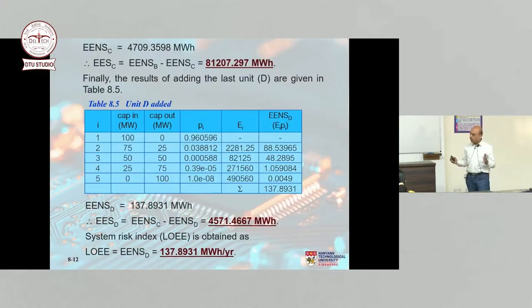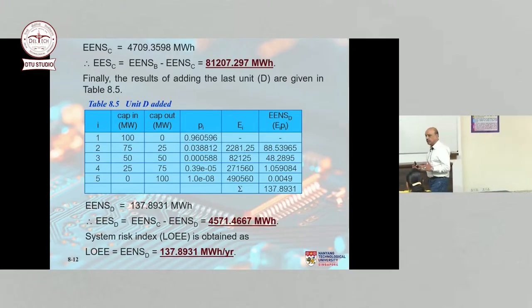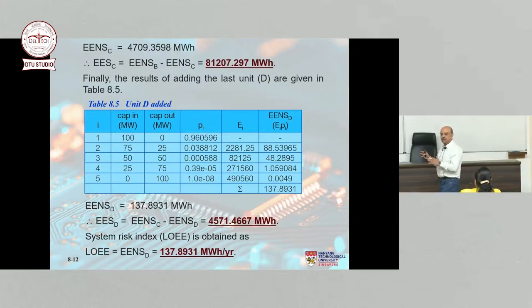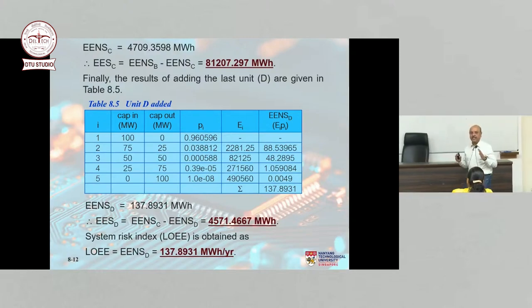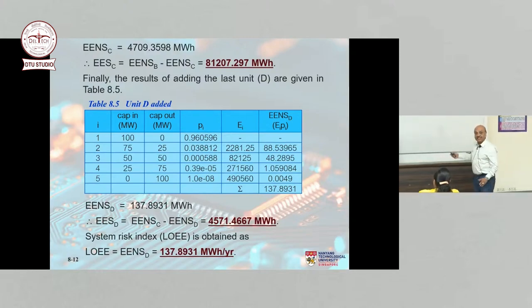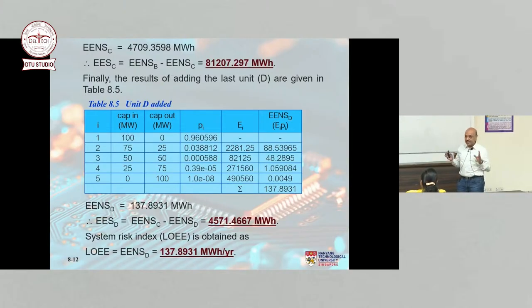I have now loaded all the generators in a priority loading order, and I find that the risk in the system is 137.89. Please note that if you do not load the generators in this order, if you load them in any other order, the risk will be the same. The risk cannot change. So what will change?